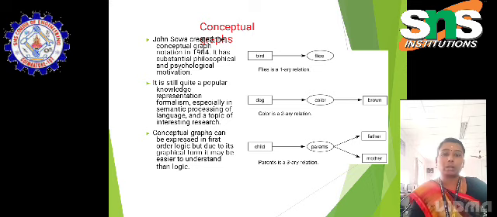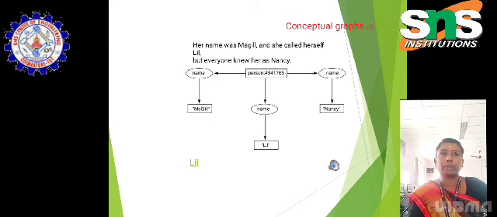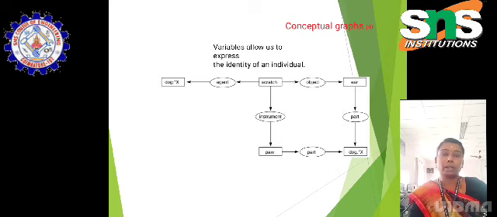Conceptual graphs can be expressed in first order logic, but due to their graphical form, they may be easier to understand than logic. For example, child, and then it has a parent, a ternary relationship. Child, parents, and parents like father and mother, and this parent is a ternary relation. Next is a conceptual graph for representing a person and the agent, color, specialization, and specification. And this is another conceptual graph. Her name is Mahil, and she called her Lil, but everyone knows her as Nancy. And this variable allows us to express the identity of an individual.